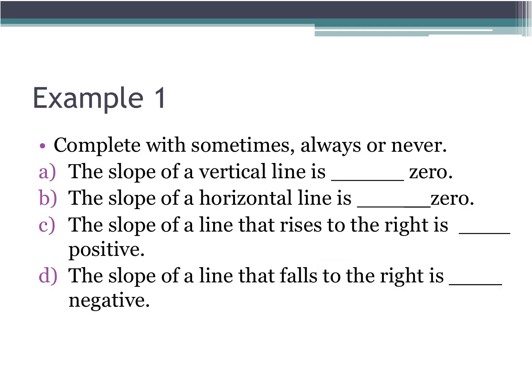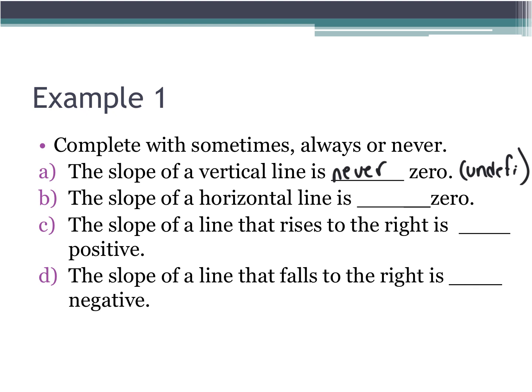Now, if you can take a second to pause this video and answer these before we keep going, that'd be awesome. I'm going to go ahead and start. So, complete with sometimes, always, or never. The slope of a vertical line is never 0. It's undefined.